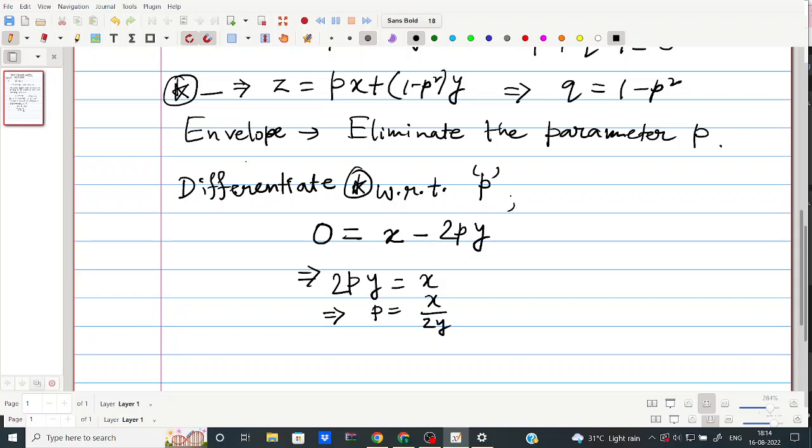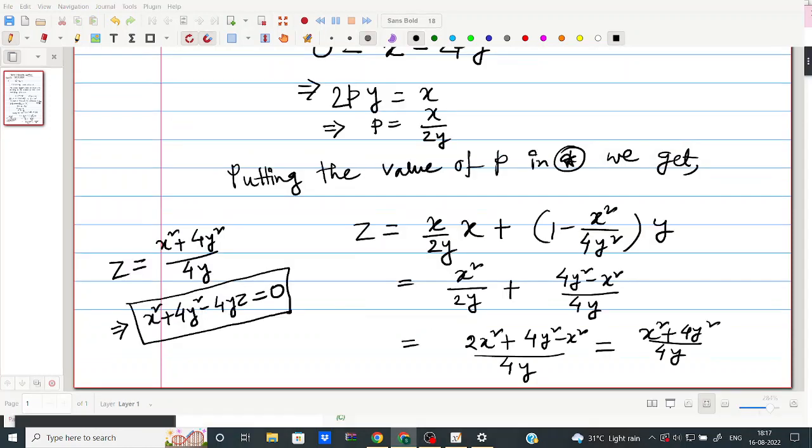Okay, so let me show you the question again. The question is: which one of the following equations is the envelope of the family of possible tangent planes? So the envelope is what I got. This is option C, x squared plus 4y squared minus 4yz equal to 0. You can check. So option C is correct.